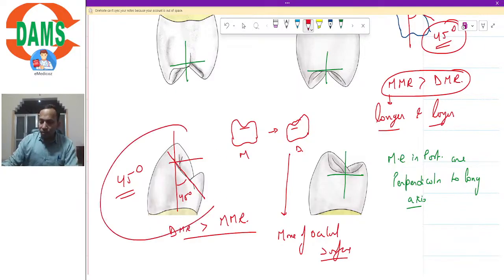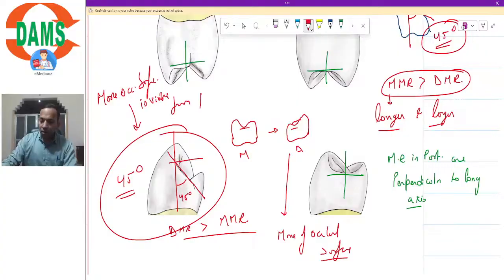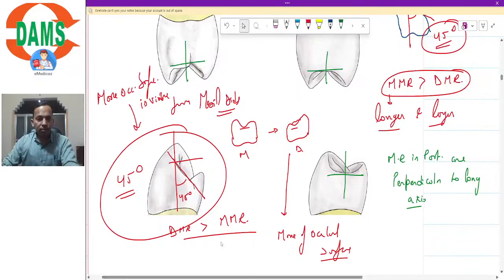In case of the mandibular first premolar, the mesial marginal ridge is inclined at 45 degrees and is therefore lower as compared to the distal marginal ridge. And so more occlusal surface is visible from the mesial side. So this is the only posterior tooth where more occlusal surface is visible from the mesial side, right? So that is another example, that is another exception.